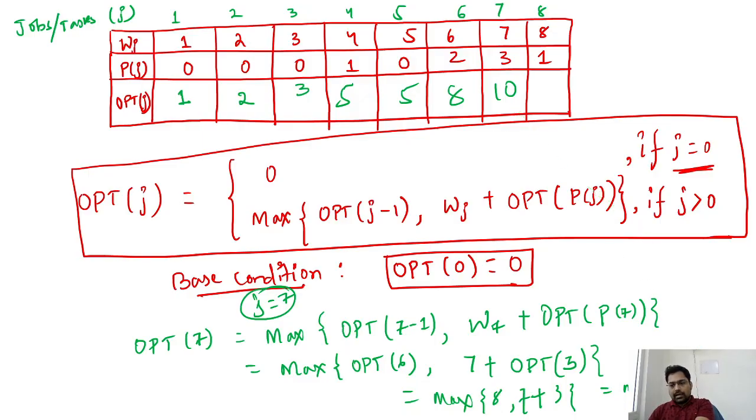Okay. Next, what we expected, we are getting the values now. Now the J value is 8.